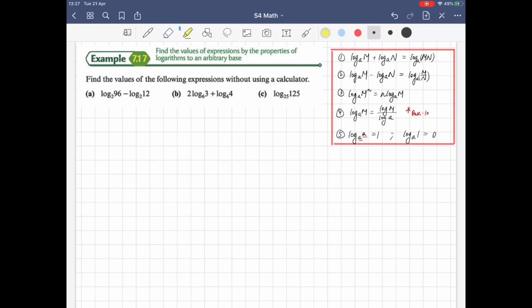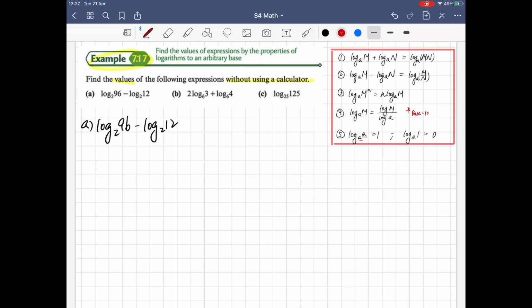So the first example I want to talk about is example 7.17. In this question, it asks you to find the values of the following expressions without using a calculator. So let's start with part A. We have log 96 with base 2 minus log 12 with base 2.